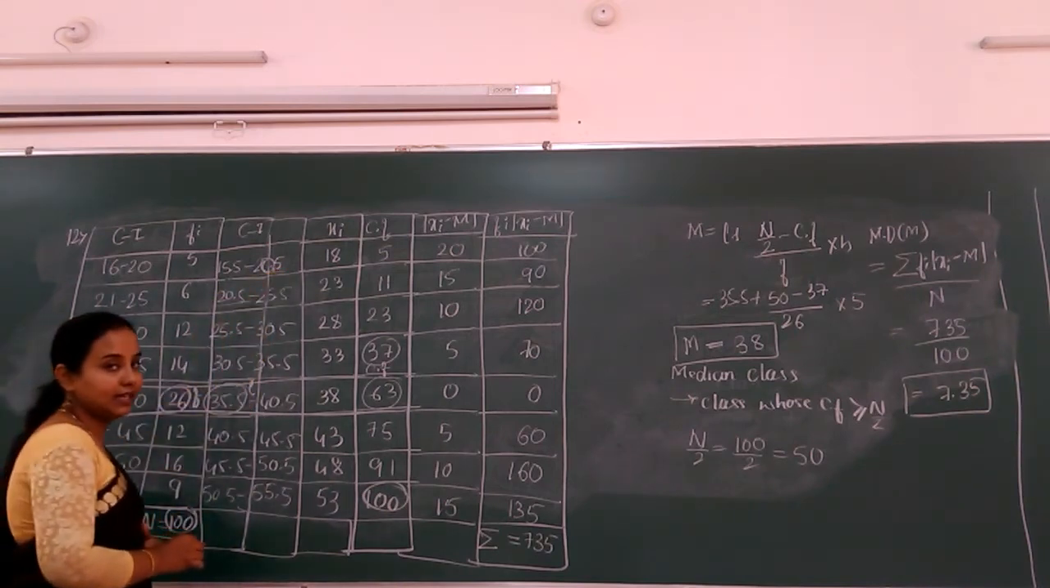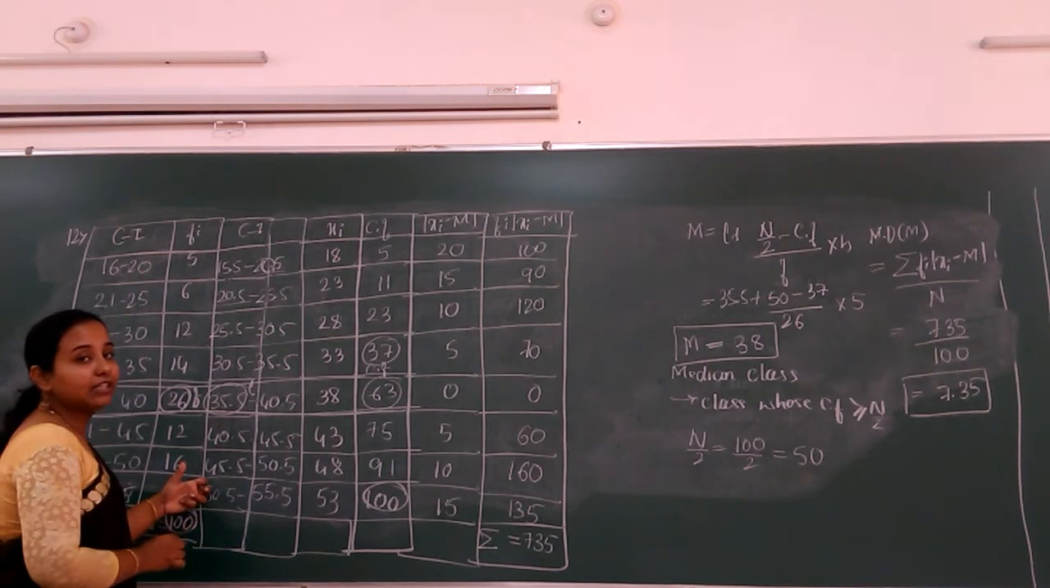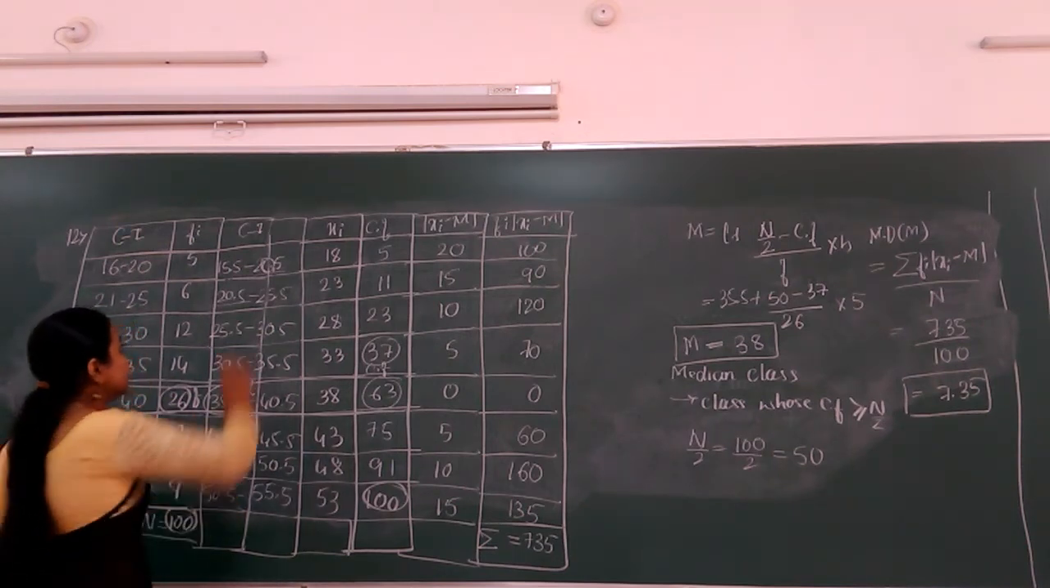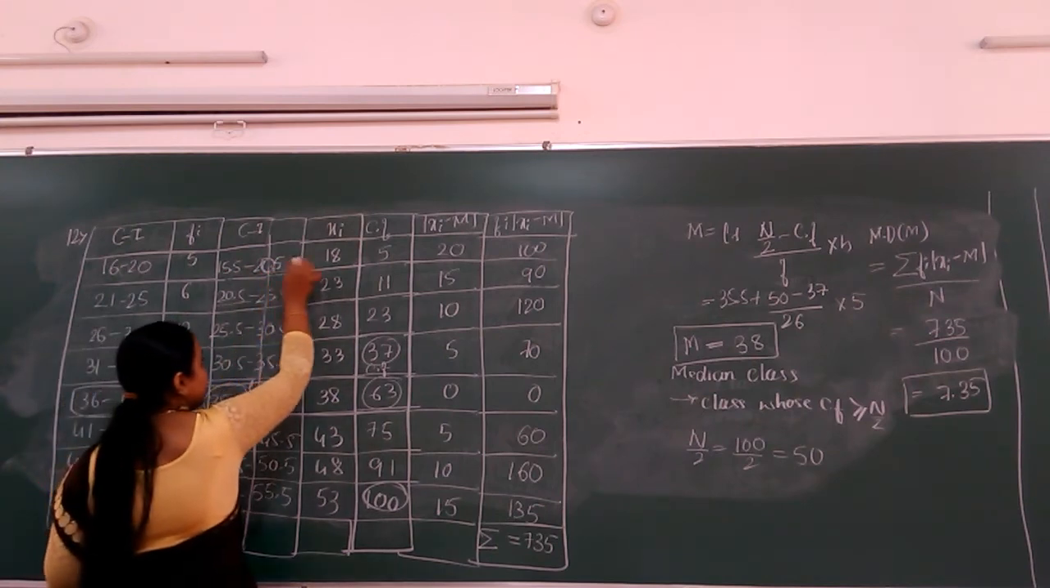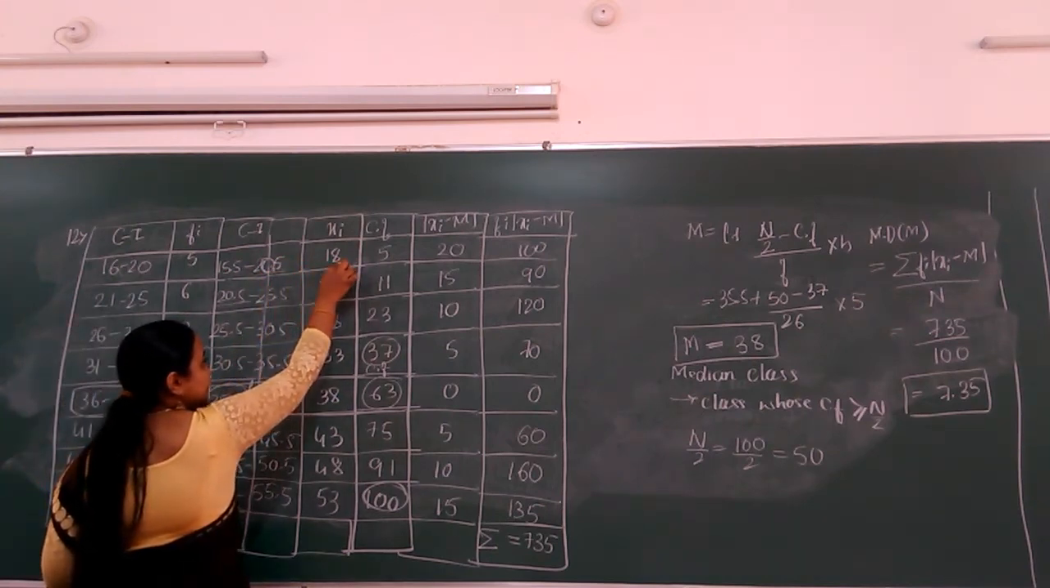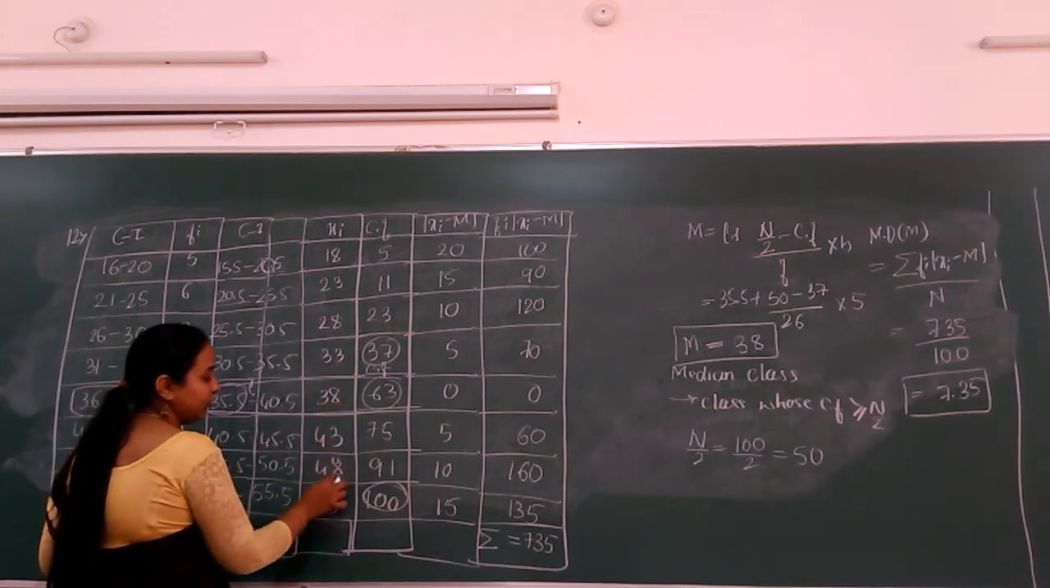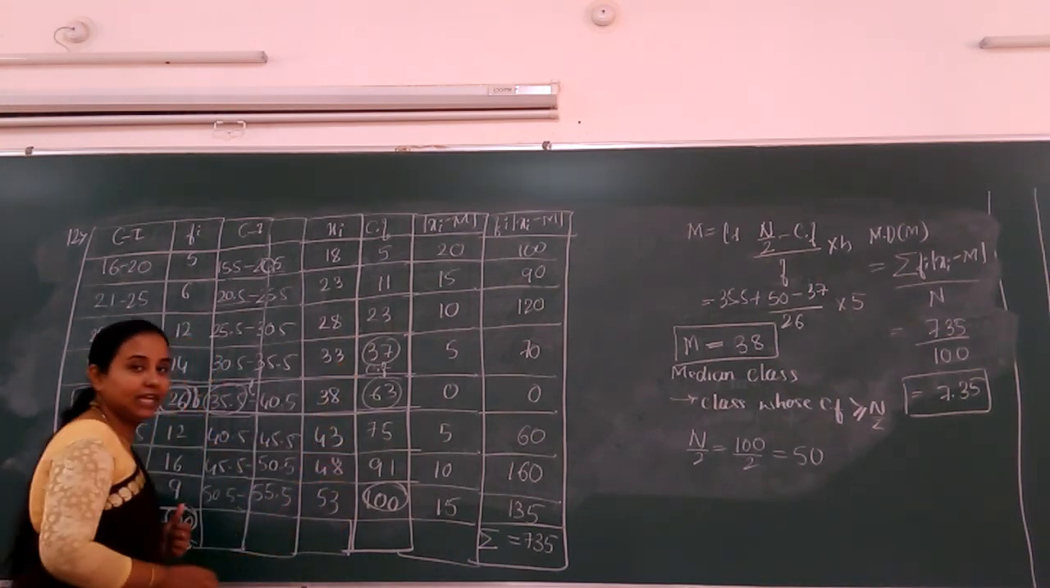They are continuous data. After this, let us write the mid values of these. So for 15.1 to 20.5, the mid value is 18, then 23, 28, 33, 38, 43, 48 and 53.